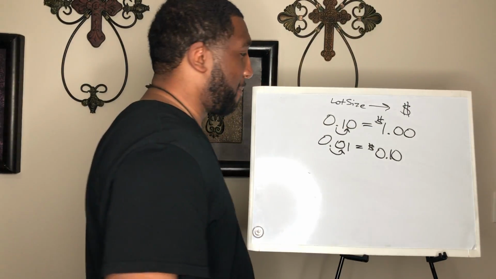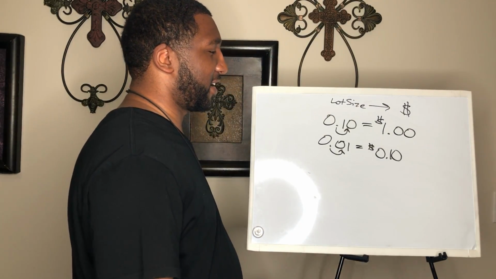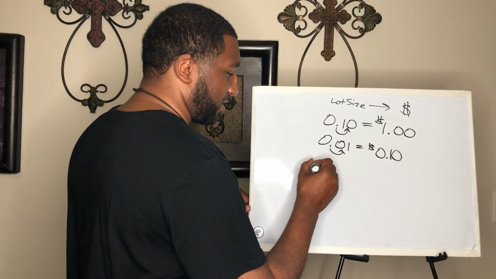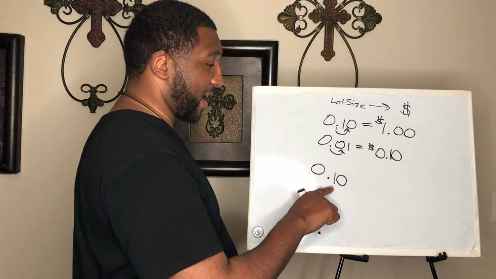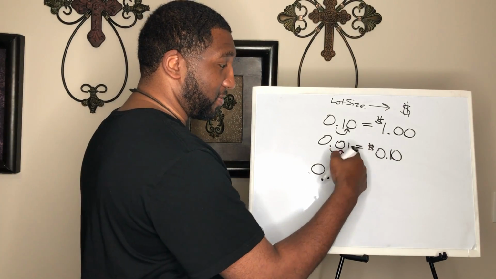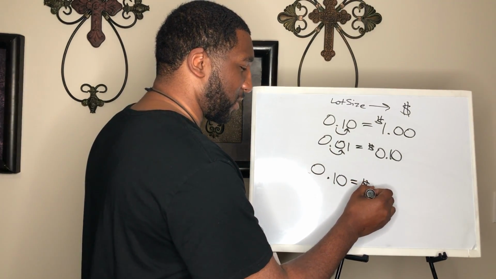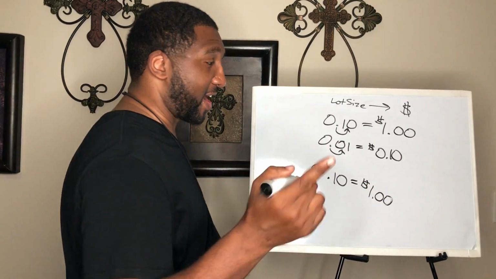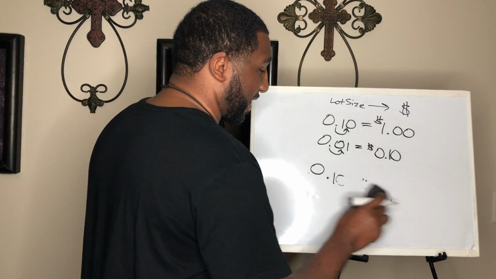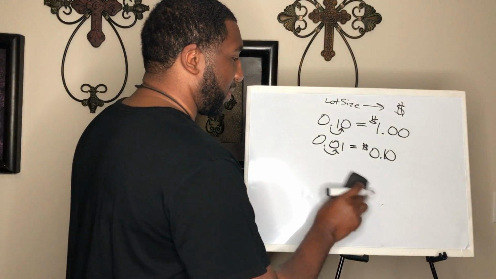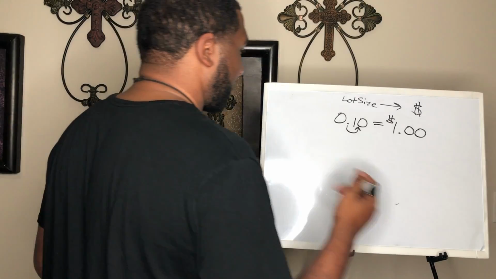So if you make a mistake, you think that when you're placing your trade, you're only doing 10 cents a pip. But if you type that in and you think you're doing 10 cents a pip, no, you're actually doing $1 per pip. So that's why this is extremely important. You don't want to make a mistake like that. So you have to have this conversion down.